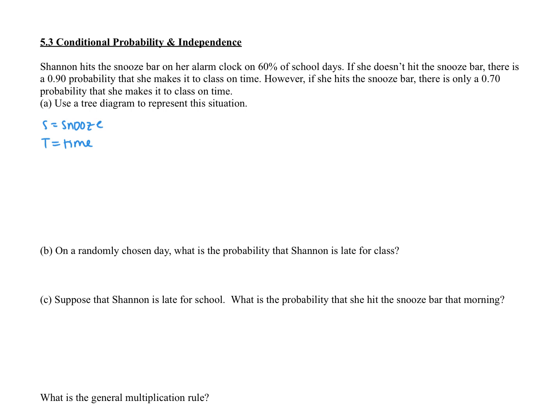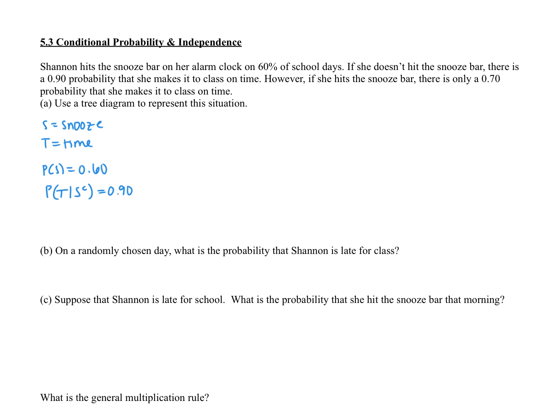So now we're going to put this in probability notation. So starting again, Shannon hits the snooze bar on her alarm clock on 60% of school days. So the probability that she hits snooze is 0.6. If she doesn't hit snooze, that's a conditional probability. So that is given she doesn't hit snooze. That's a complement. If she doesn't hit snooze, there is a 0.9 probability that she will make it to class on time. So that is the probability of being on time given she didn't hit snooze. So that's 0.9.